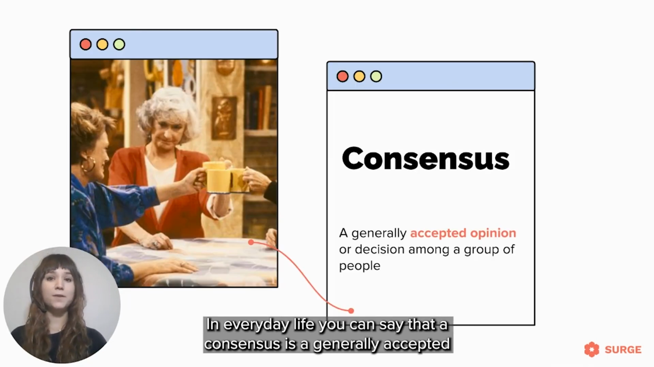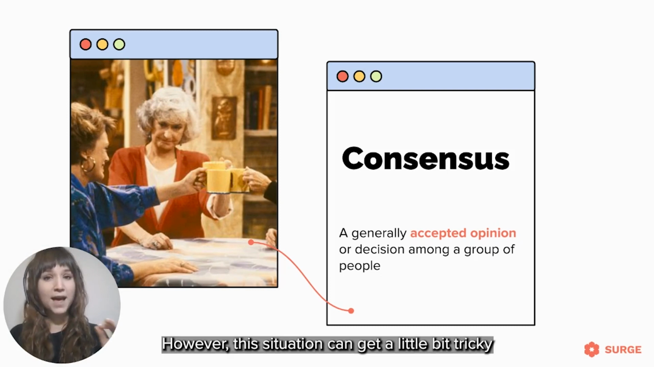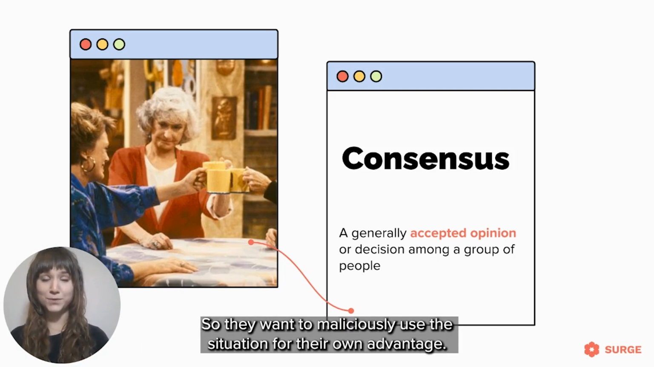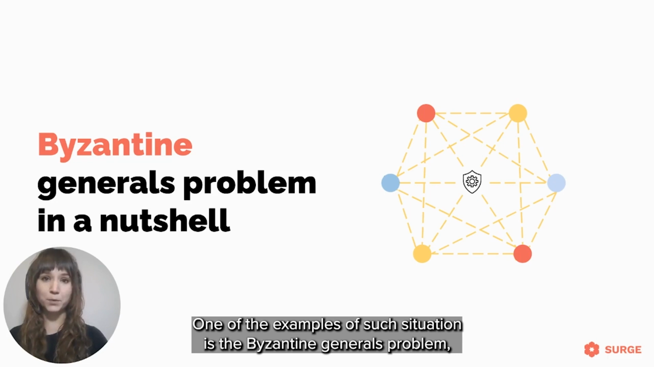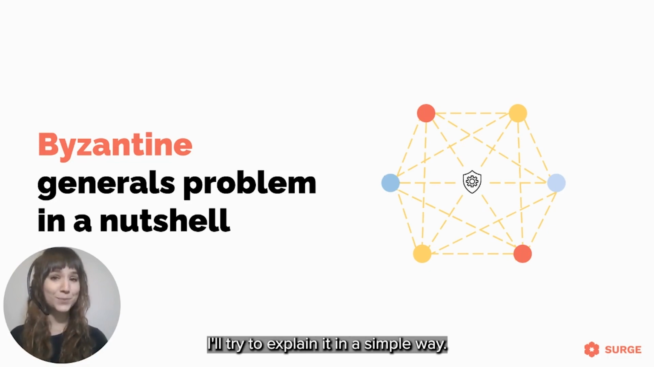In everyday life, you can say that a consensus is a generally accepted opinion or a decision among a group of people. However, this situation can get a little bit tricky if some of the participants of that group are traitors, so they want to maliciously use the situation for their own advantage. One example of such a situation is the Byzantine Generals Problem. And if you don't know what that is, don't worry, I'll try to explain it in a simple way.